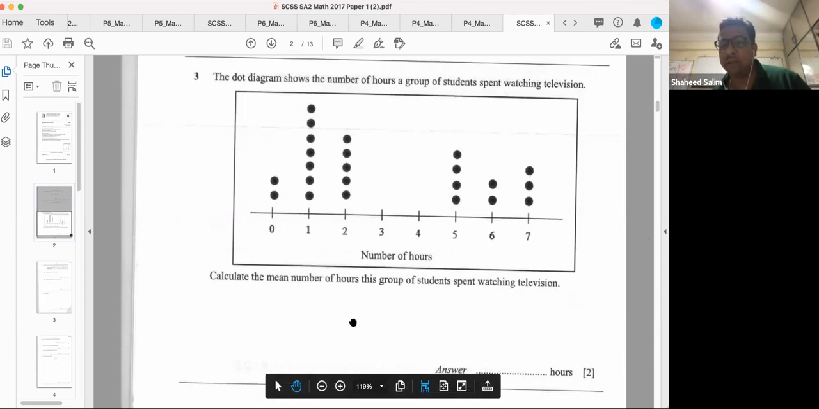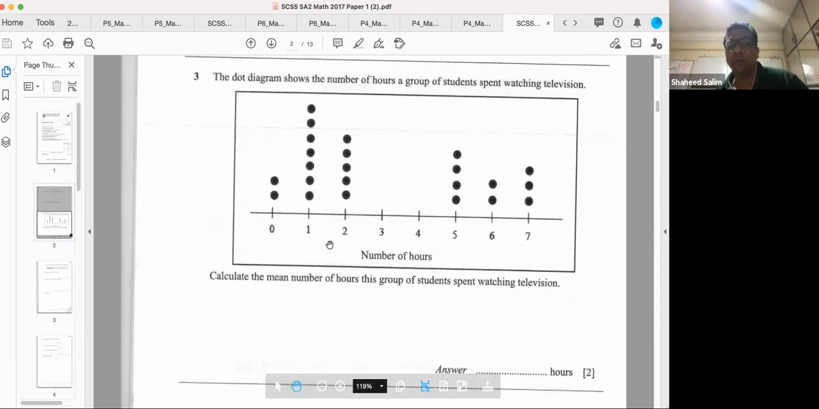Is 1%. Okay, every dot represents 1%. The hours here are 1 hour, 2 hours, 3 hours. This dot represents the people. So what does this mean?